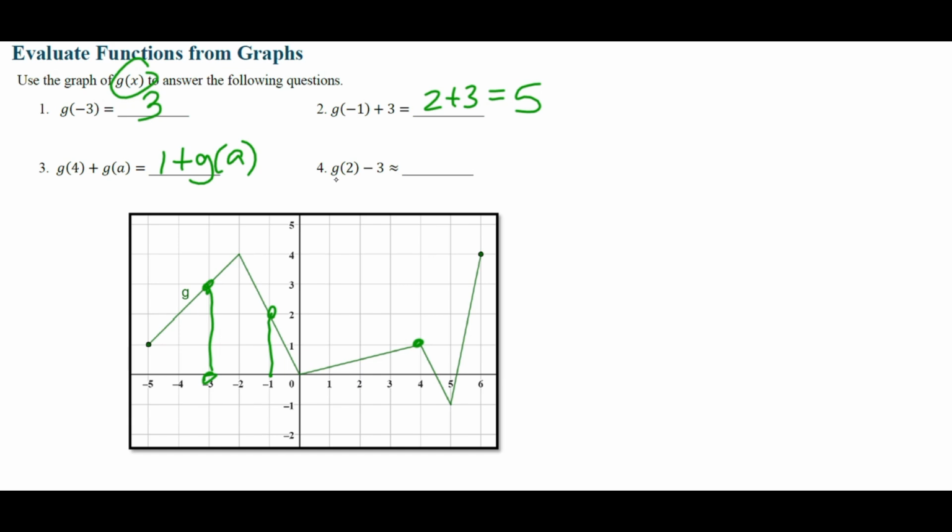And for number 4, it's asking what is g of 2 minus 3? Notice there's an approximate sign, and that's because we're estimating what g of 2 is. It looks like it's approximately 1/2. So the answer is approximately -2.5.